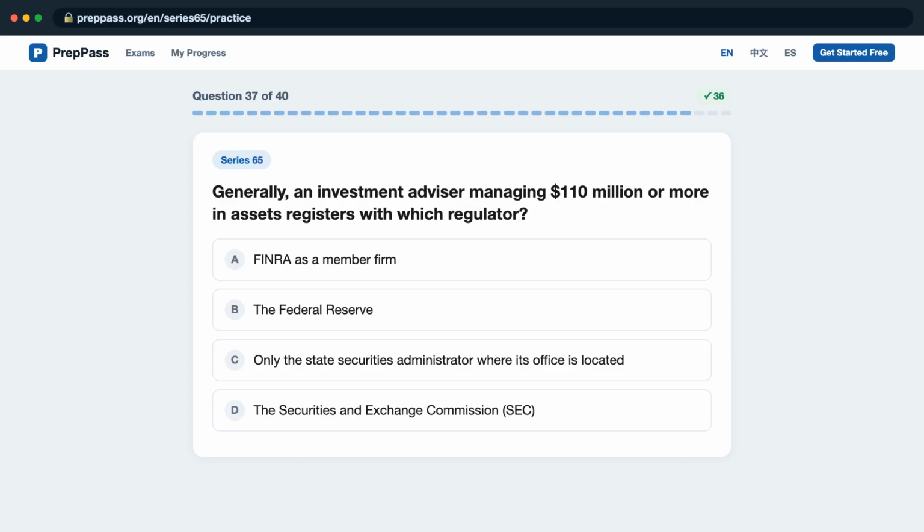Question 37. Generally, an investment advisor managing $110 million or more in assets registers with which regulator? Is it A, FINRA as a member firm? B, the Federal Reserve? C, only the state securities administrator where its office is located? D, the Securities and Exchange Commission, SEC?